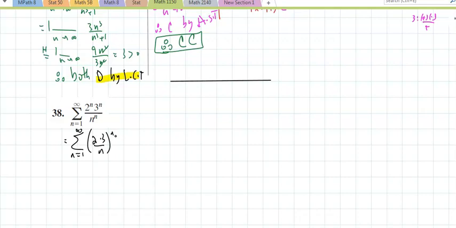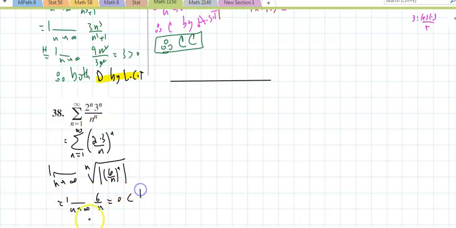I could use L'Hopital, or I could say the limit as n approaches infinity of the nth root of the absolute value of 6 over n to the n equals the limit as n approaches infinity of 6 over n, which equals 0 less than 1. Therefore, absolute convergent by the ratio test. And there it is.